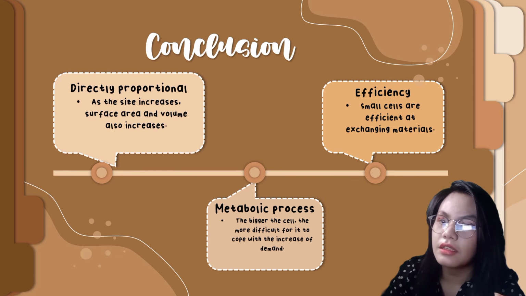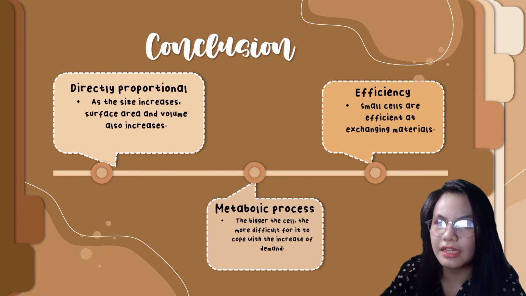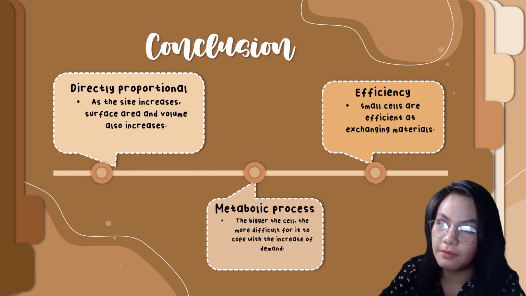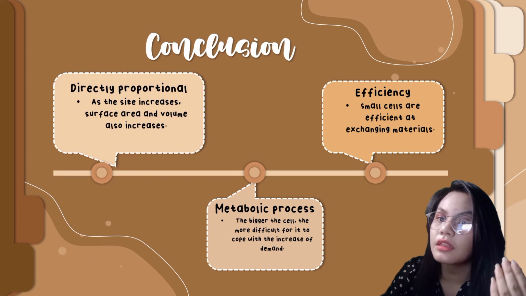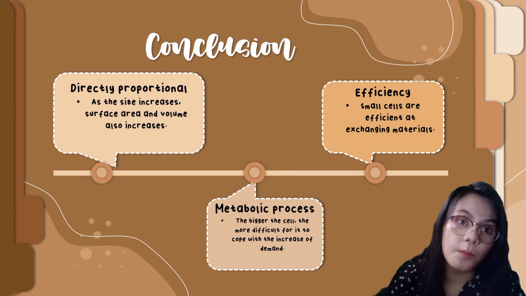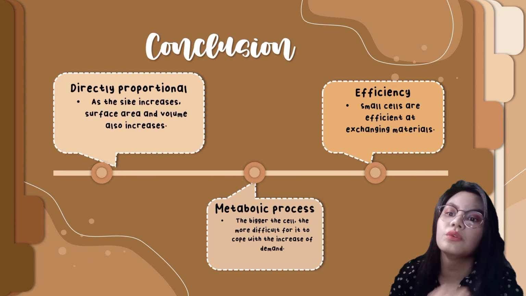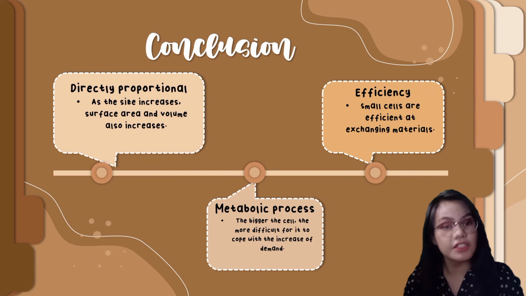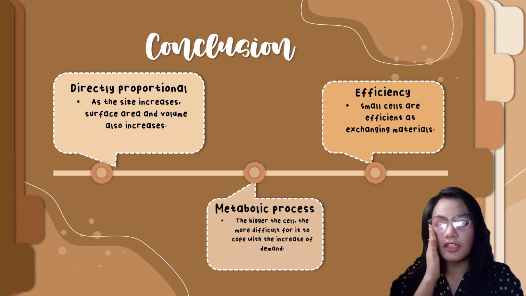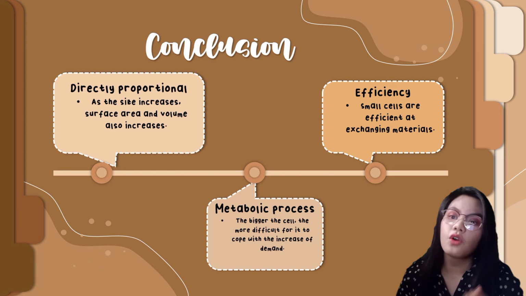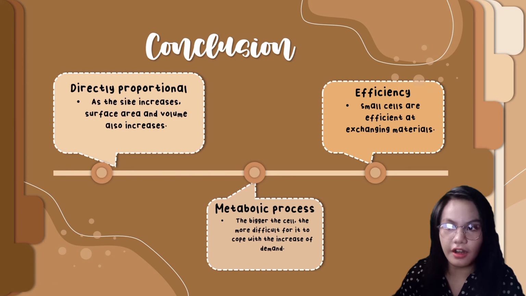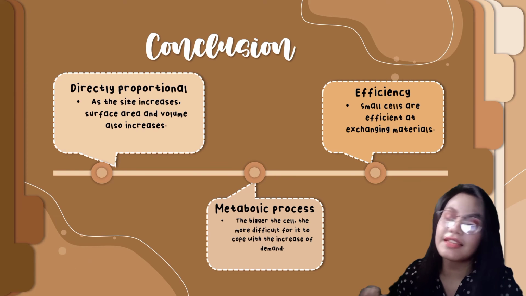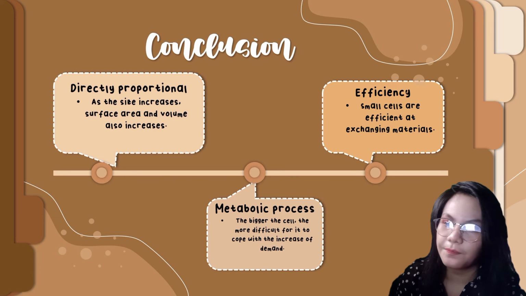Inside the cell, this is where the metabolic process happens, as I've mentioned before. The bigger the cell, the more metabolic activity occurs, and the problem is the surface area is not large enough to cope with the demand. So this is the sole reason why cells are small, since the smaller it is, coping with the demand is not that hard, since it has a large surface area.